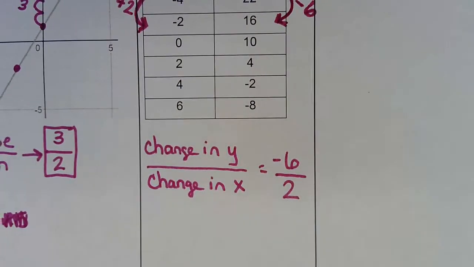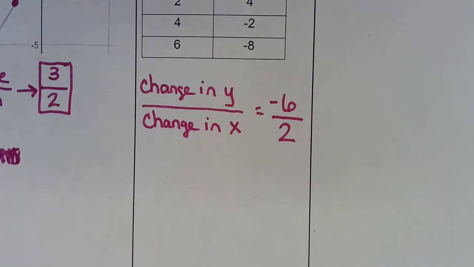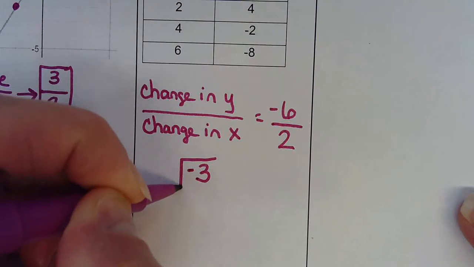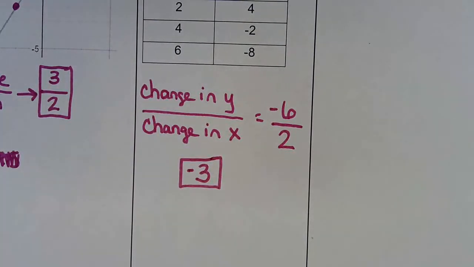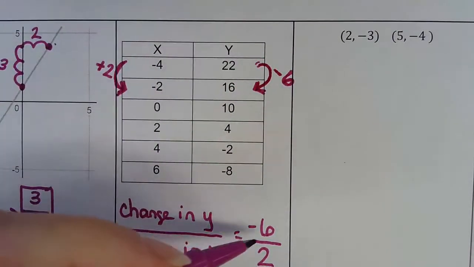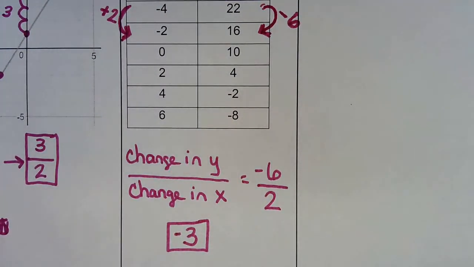So now you can reduce this. And if we're taking multiple choice tests and quizzes, which you saw yesterday, I can promise that they will not leave it as -6/2. What would they write this as? -3. So you got to figure out, how is Y changing? How is X changing? Write them as a fraction. And then if it can be reduced, I would highly recommend reducing it. So that's how you do the table.